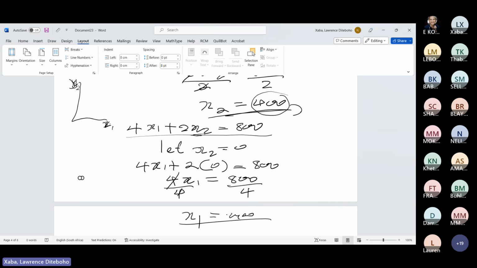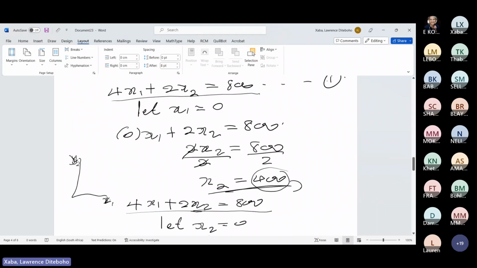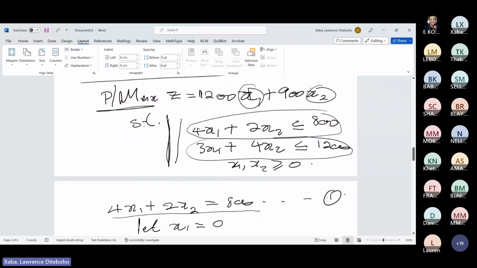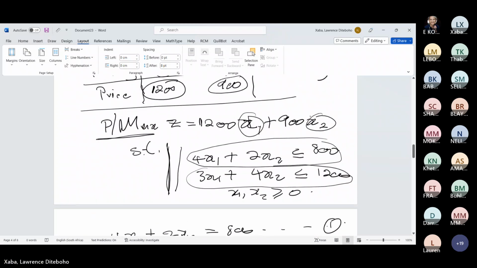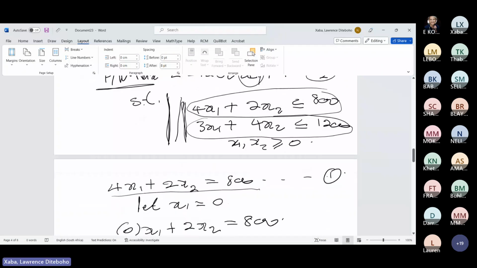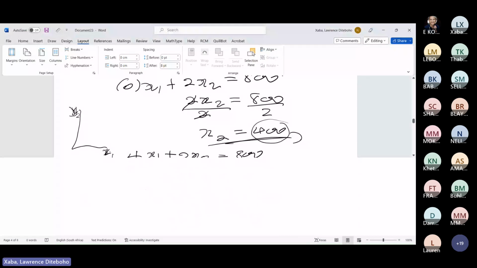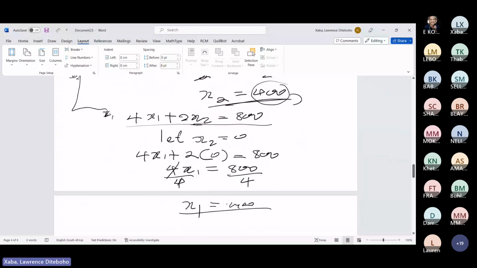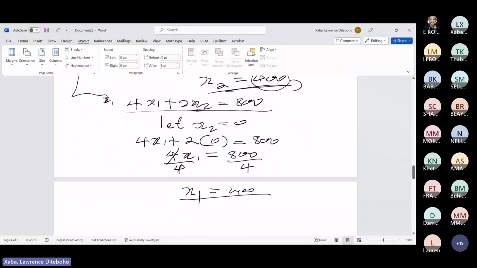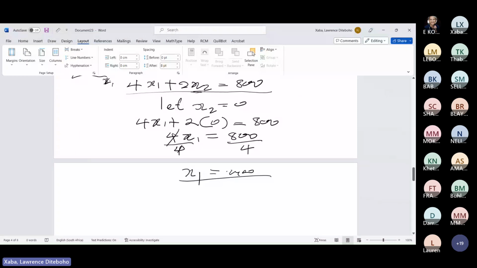Do you follow now? Yes. The idea is to have the 2 straight lines that represent these 2 equations. So we know now we have 400, which is x2, and we have 200 for x1.